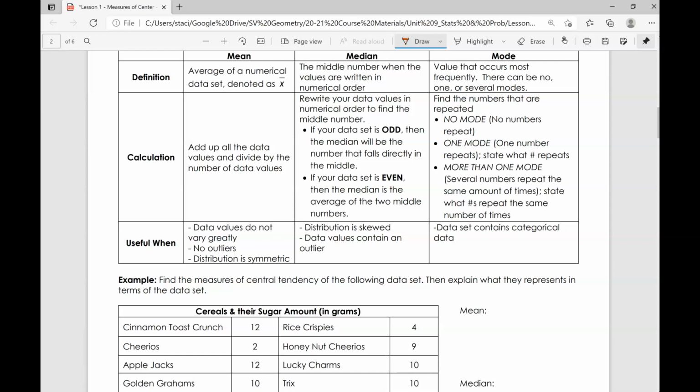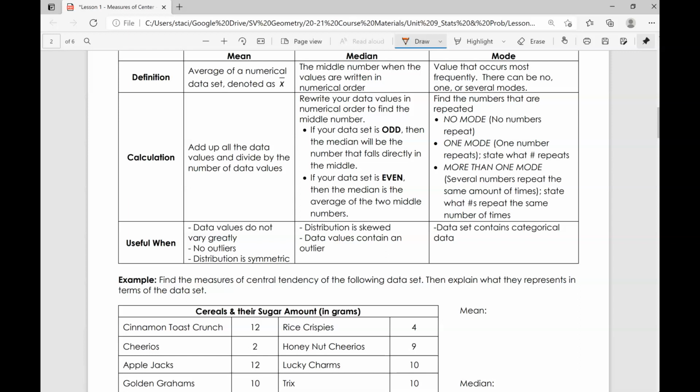And then the mode is a value that occurs the most frequently. And we can have several different types of modes. We might actually have no mode, where we don't have any numbers that are repeating themselves. Or we might have one mode, where there's a single number that repeats itself the most amount of times. Or we could have several modes that are repeating themselves multiple times, and it's the same number of times that they're repeating themselves. And the mode typically is best when we're talking about categorical data.